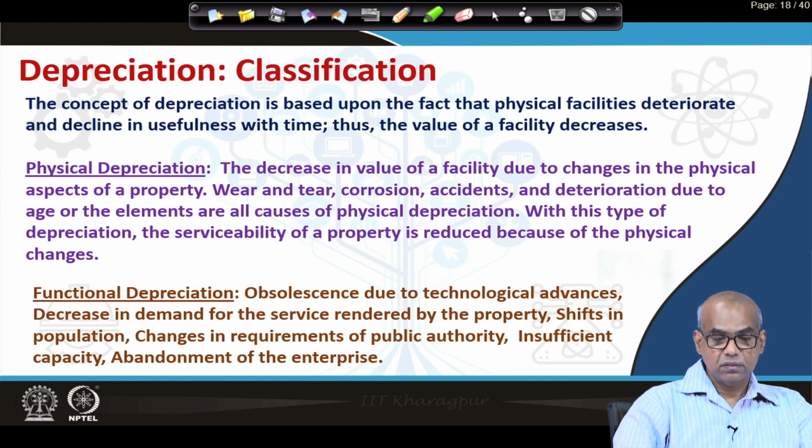Functional depreciation: here obsolescence is due to technological advances, decrease in demand for the service rendered by the property, shifts in population, changes in requirements of public authority, insufficient capacity, abandonment of the enterprise. So, these are the factors responsible for functional depreciation.